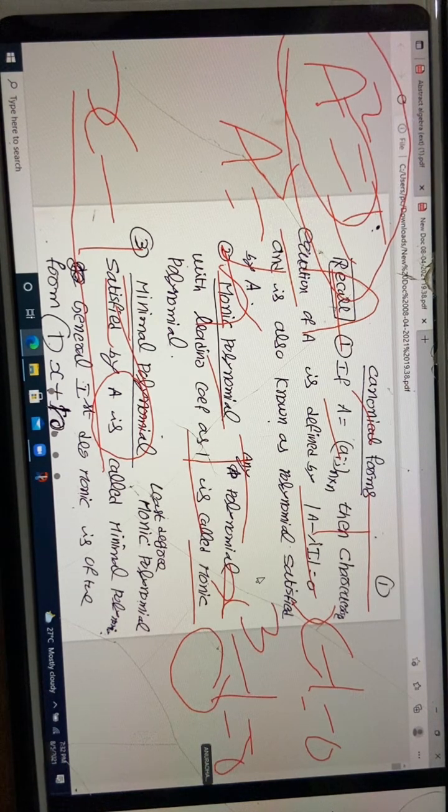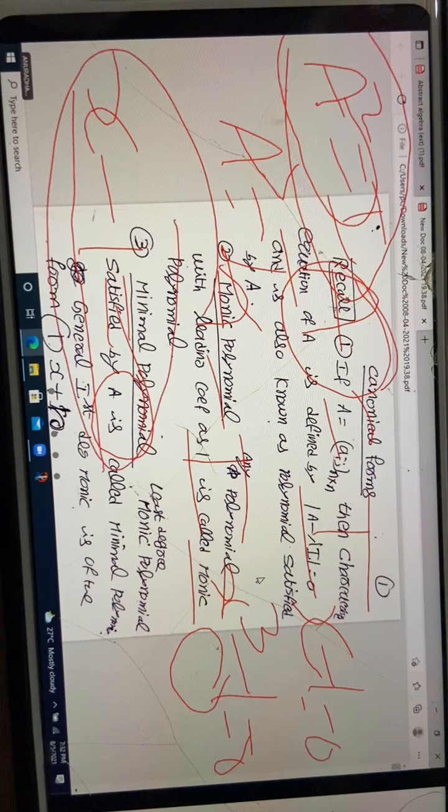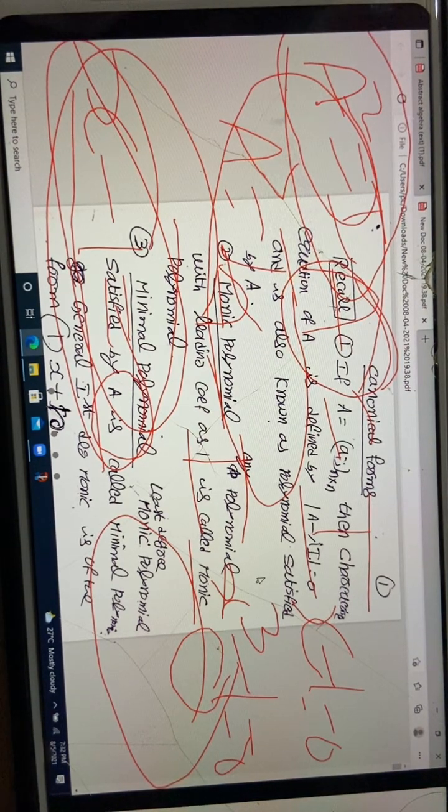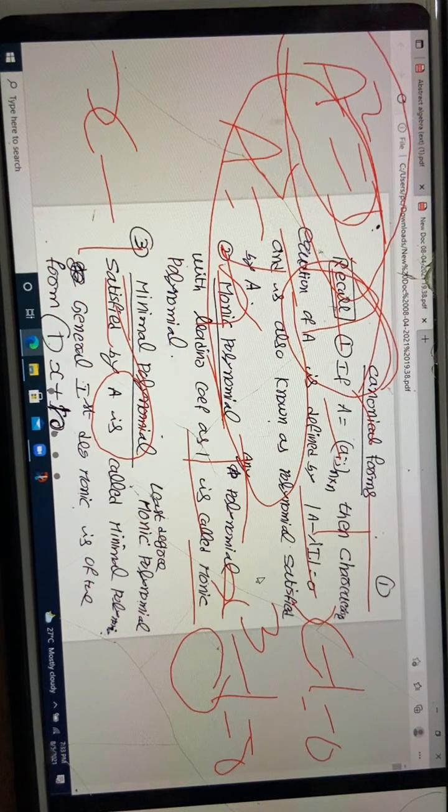That means A may satisfy a polynomial of any degree. That means there may be more than one polynomial which is satisfied by A. But among them, the one with least degree is what is called a minimal polynomial. What is a minimal polynomial? Among all the polynomials satisfied by A, the least degree one is called the minimal polynomial. The word itself shows it: minimal means least degree. Least degree polynomial satisfied by A is called the minimal polynomial.